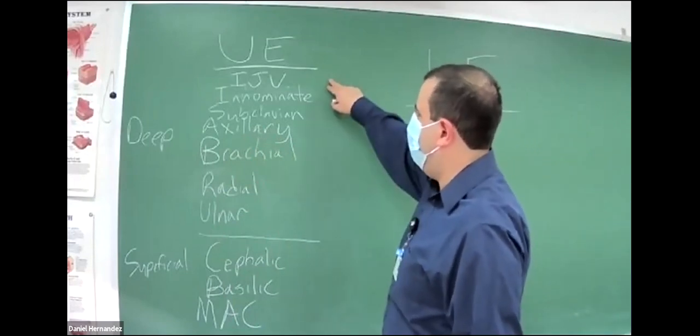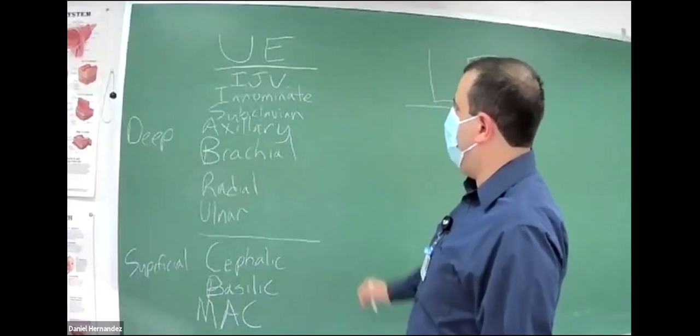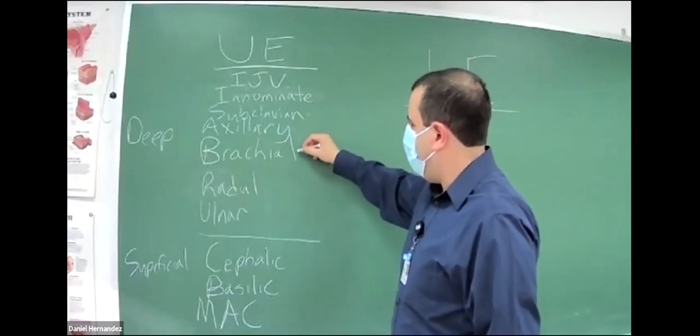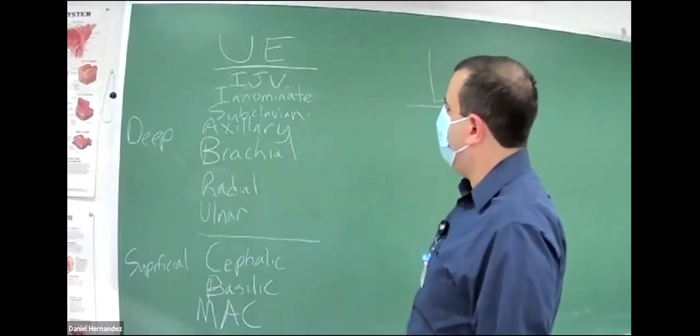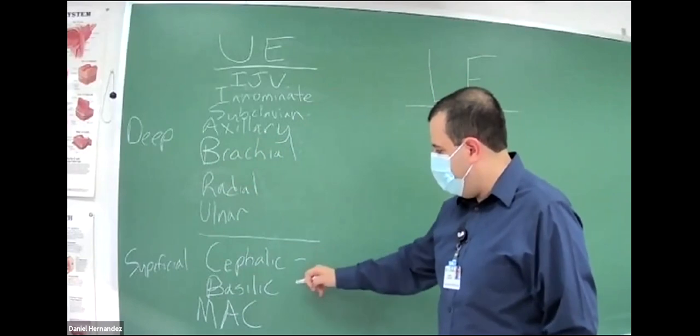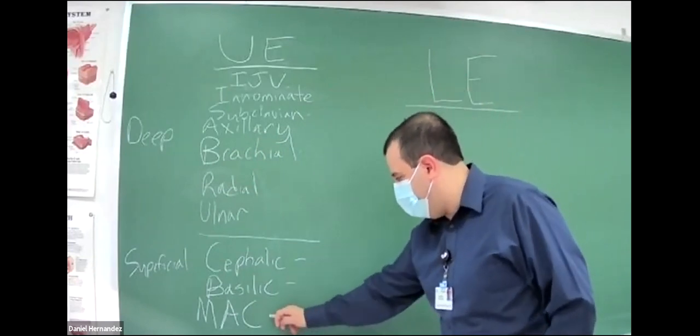So I kind of just started from the neck and worked my way down. Internal jugular vein, innominate, subclavian, axillary, brachials, radial, and ulnar. So those are all your deep veins. Then you have your superficial veins: your cephalic, basilic, and median antecubital vein.